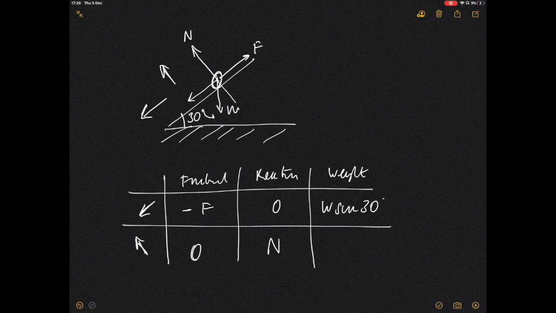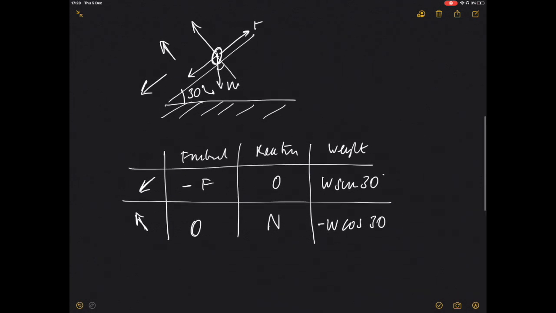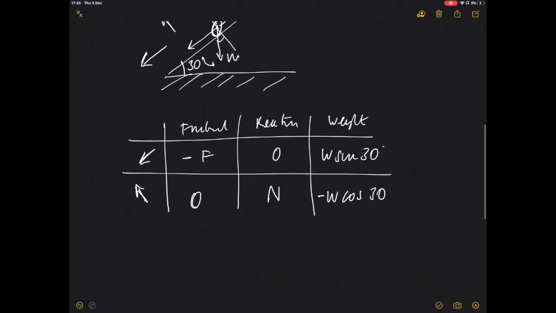So again, this is our 30 degrees here. So that would make it W. This is a closing angle, which will make it cos 30. And this is a negative force as it's going downwards. So that would be, it's the opposite of N, which would be W cos 30.